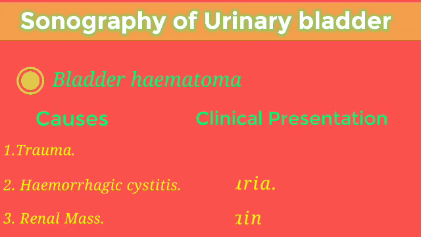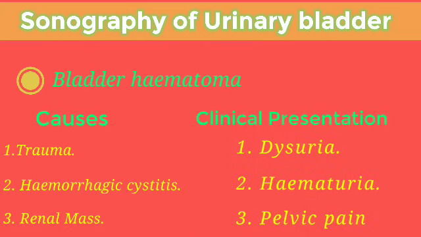Bladder hematoma. This is intraluminal collection of blood in the urinary bladder. Causes. The most common cause of bladder hematoma is trauma, followed by hemorrhagic cystitis and renal mass. A huge renal mass can cause intraluminal collection of blood within the bladder. The clinical presentation of bladder hematoma includes painful urination, which is dysuria, urination of blood, hematuria, and pelvic pain.